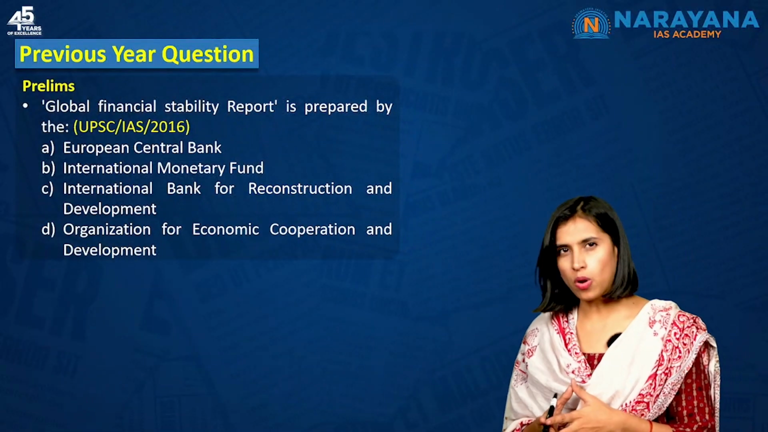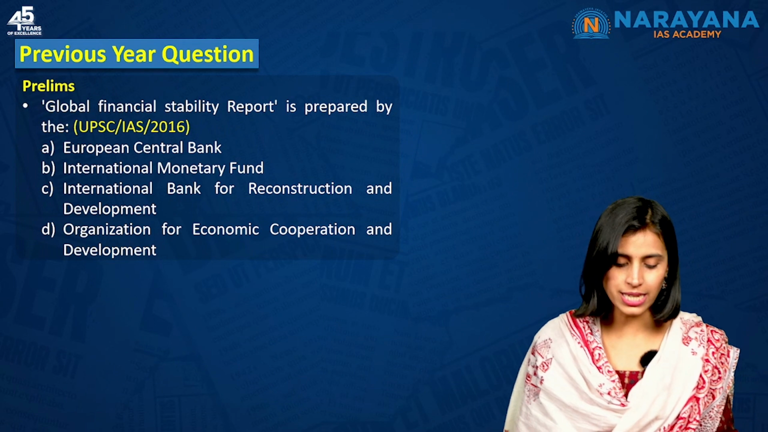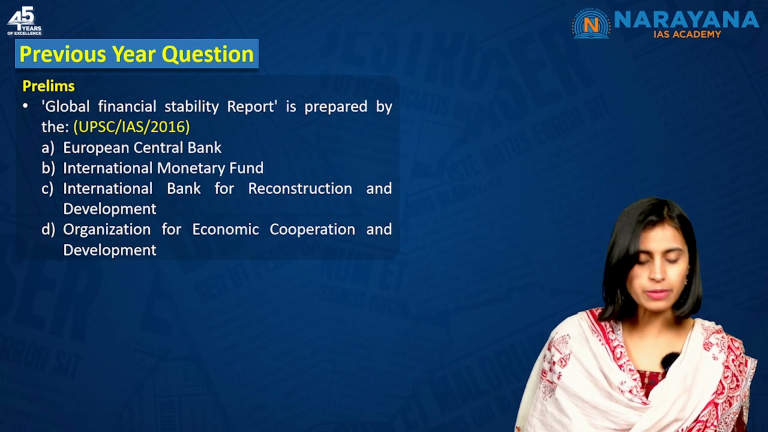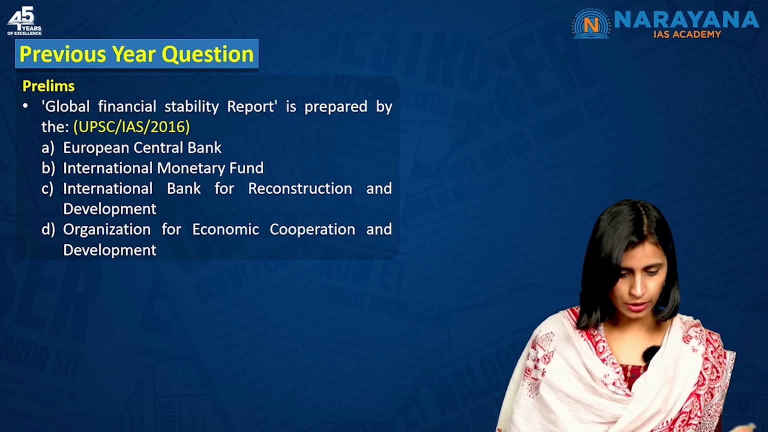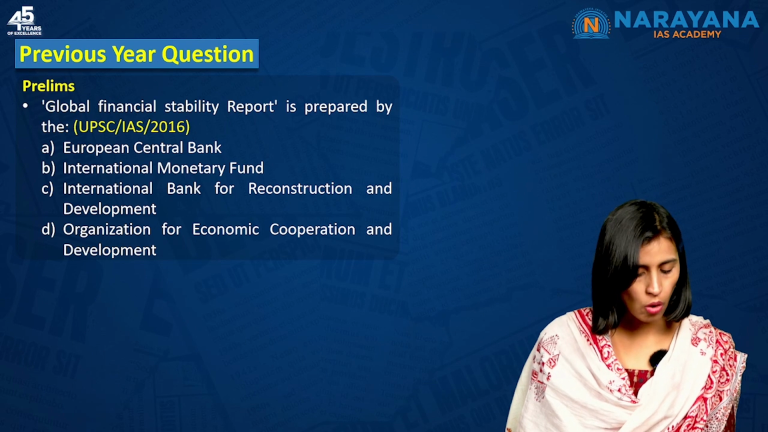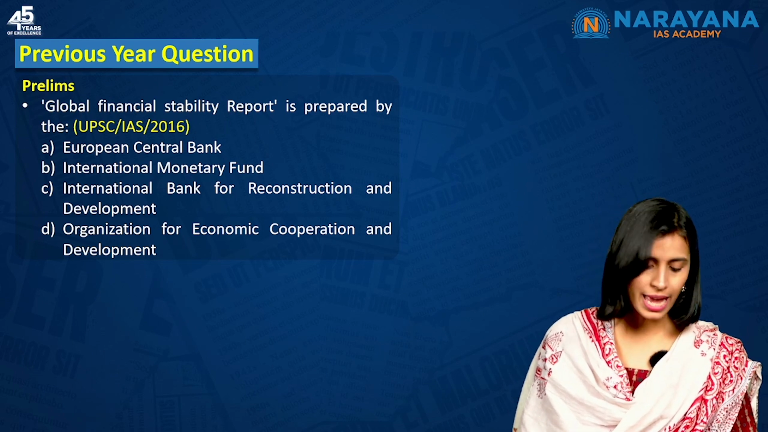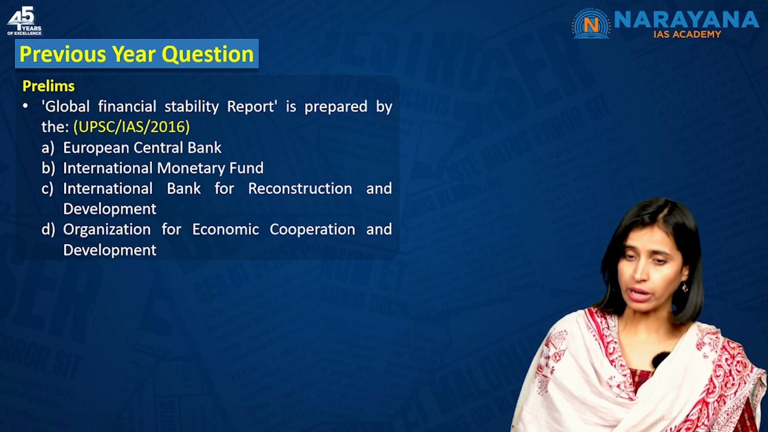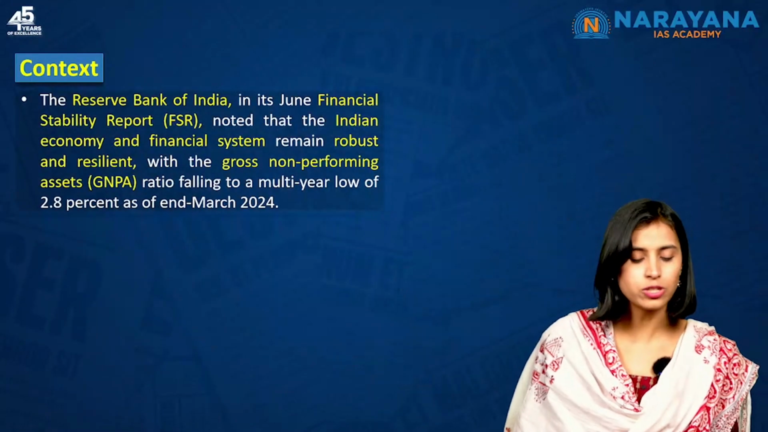These reports are important. In 2016 itself, UPSC asked a question: the Global Financial Stability Report is released by which organization? European Central Bank, IMF, International Bank for Reconstruction and Development, or Organization for Economic Cooperation and Development. So just think about which organization is responsible for releasing this report. Of course, in this article, we will talk about this.